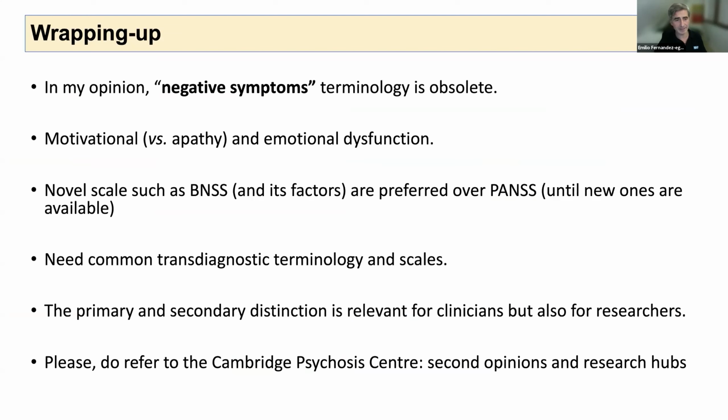Until we have anything better, the use of scales like the BNSS or the CAINS seems to be the way forward to measure negative symptoms in order to communicate between all the specialists in schizophrenia. But we need some common diagnostic terminology and scales. We should not forget the distinction between the primary and the secondary negative symptoms in clinical practice, because that might change how we tackle these, or what sort of interventions we can do.